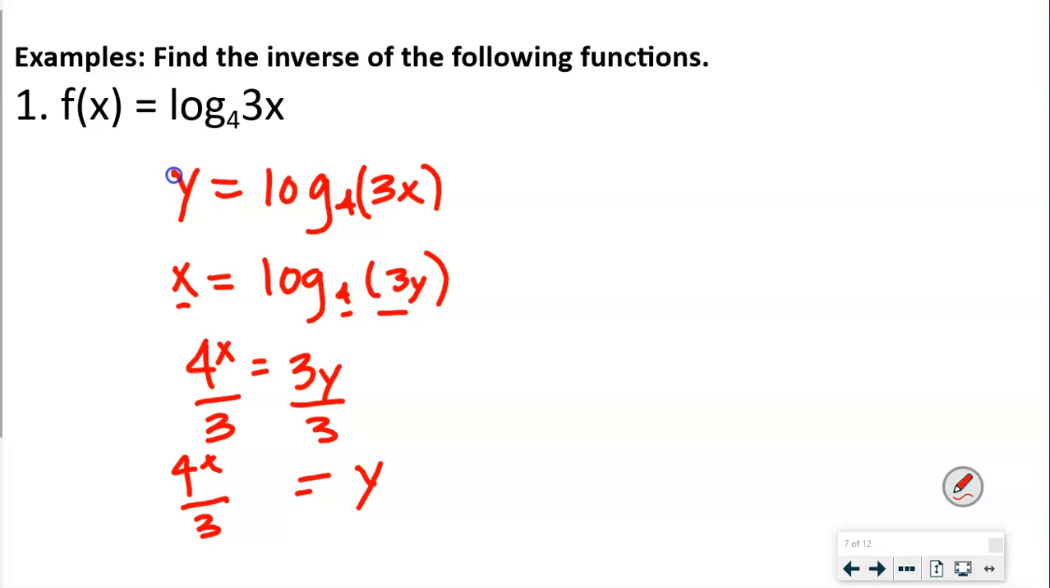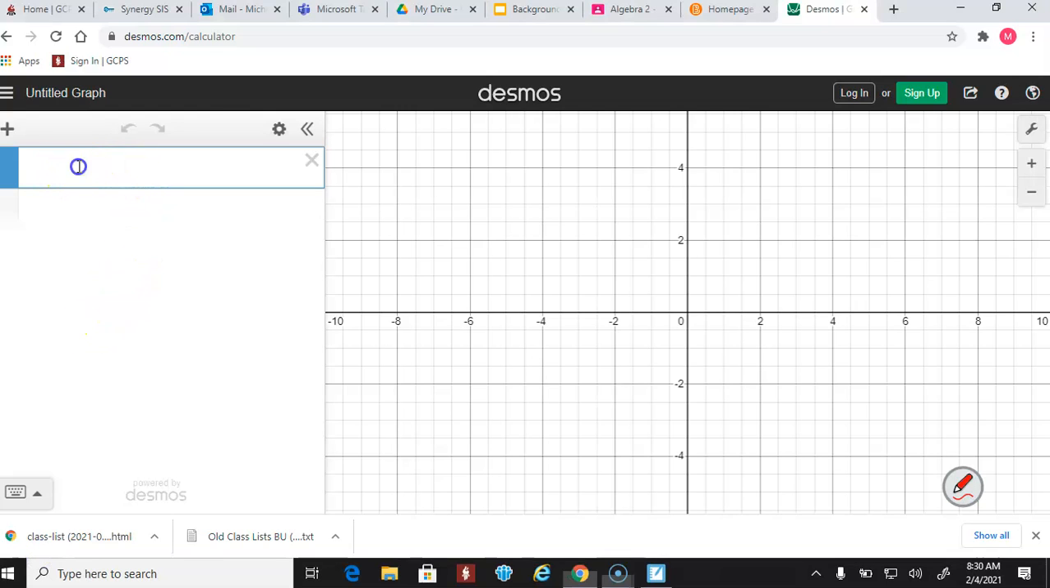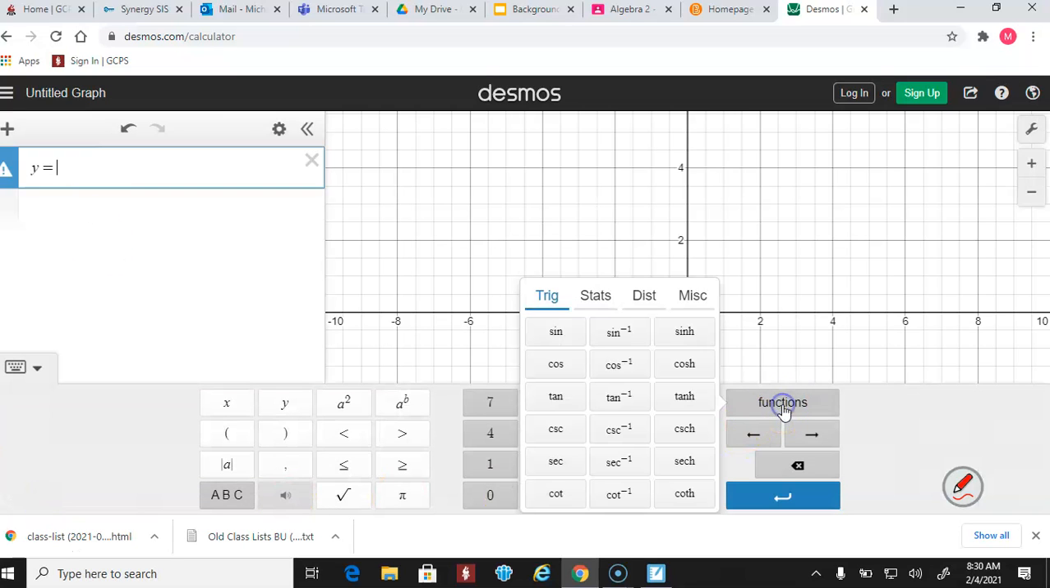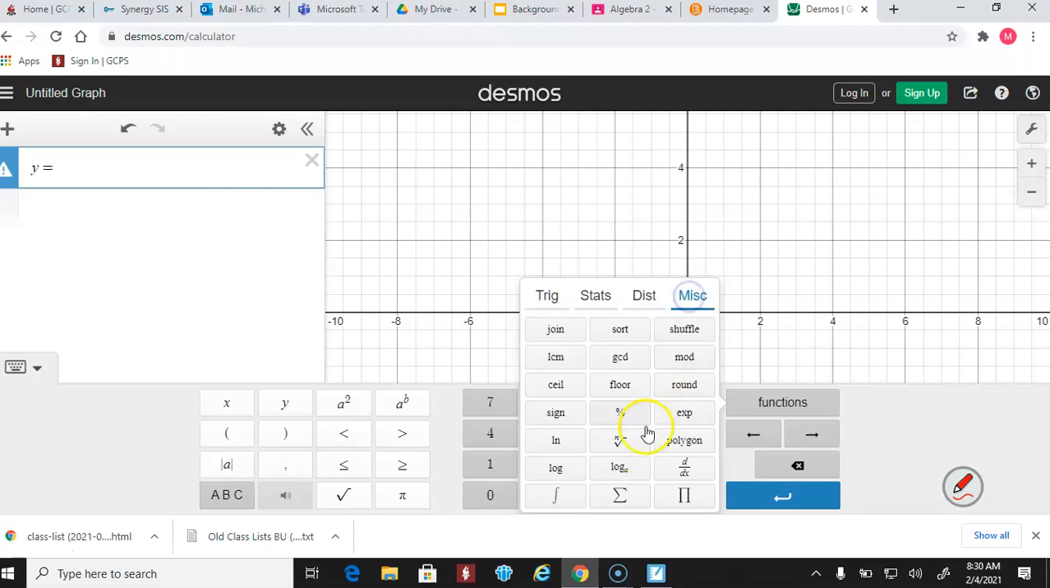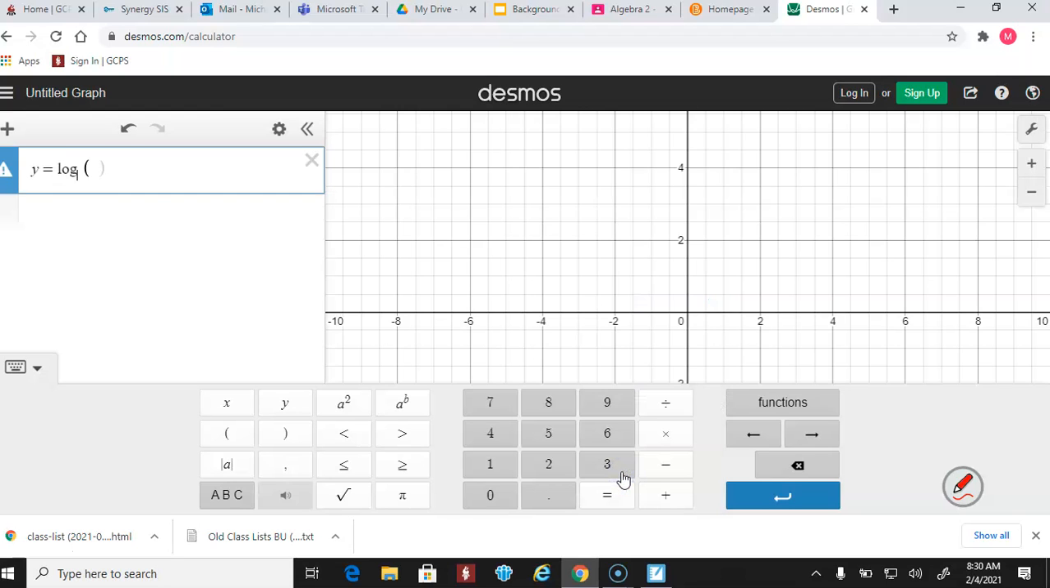And the way we can check this is by putting it in Desmos. So let me show you this. When we do this in Desmos, I'm going to put y is equal to, and go over here to my keyboard and then to the function key and over to miscellaneous, and we're going to do log base here because this one has a base. So this is going to be log base 4 of 3x. So that's our first function, and then we're going to put the other one in here as well that we just solved for. I'm going to do it in parentheses, 4 to the x power.